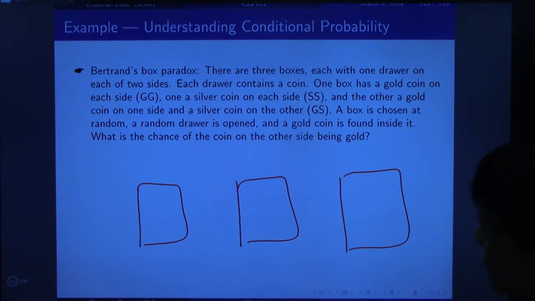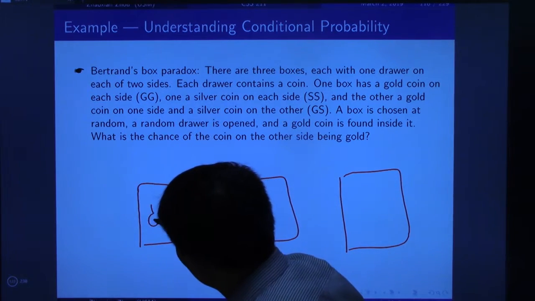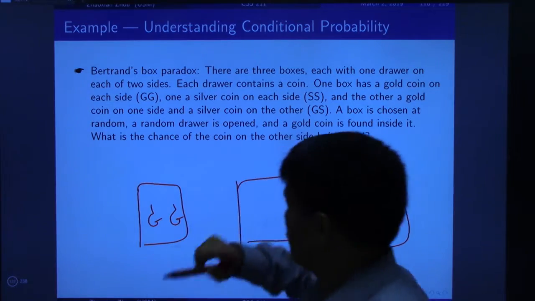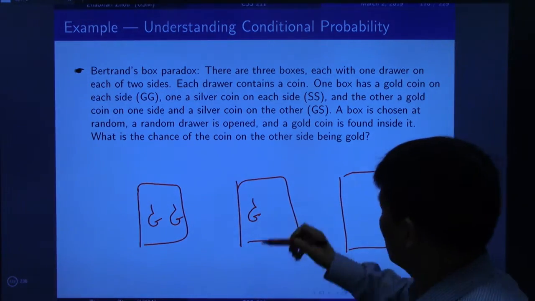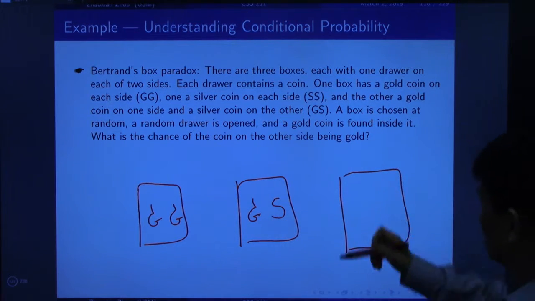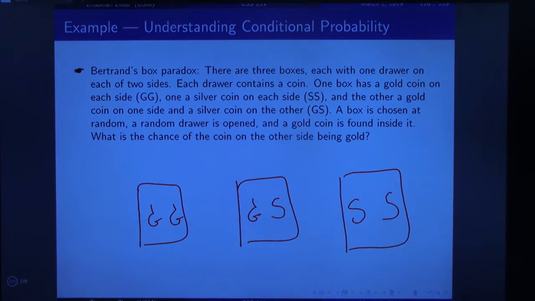For this box, we put a gold coin in the front and a gold coin on the other side. For this one, we put gold in the front and silver on the other side. And this one, silver and silver. Definitely random, but we are going to do it like this.